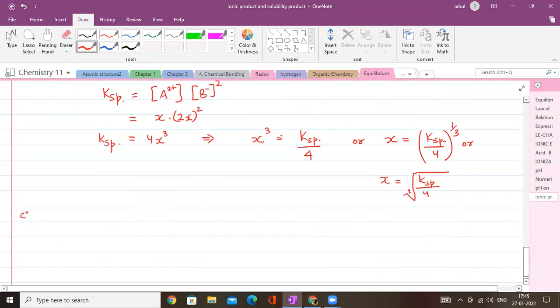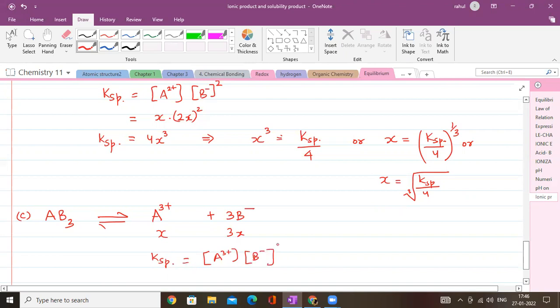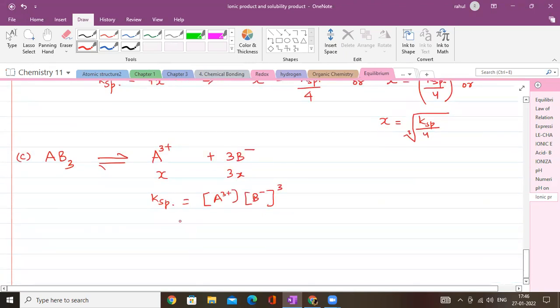I can again have another example. Suppose my salt is of this type, AB3 type, which ionizes, of course, to give A3 positive plus thrice B minus. So if this is X, this is 3X. If again I apply the formula, Ksp comes out to be A3 positive and B negative in aqueous to the power 3. So if I put down the value again, this is X, this is 3X whole cube. So this is X, 3 3s are 9, 9 3s are 27. So this is 27X cube.